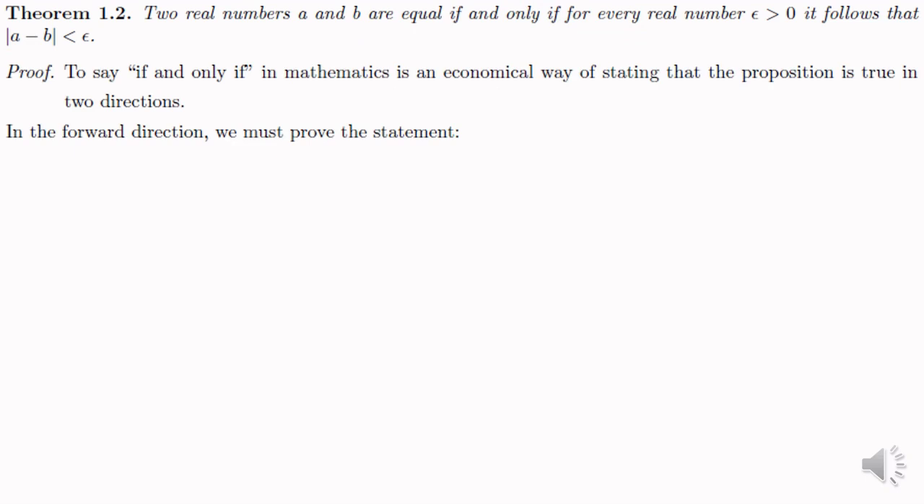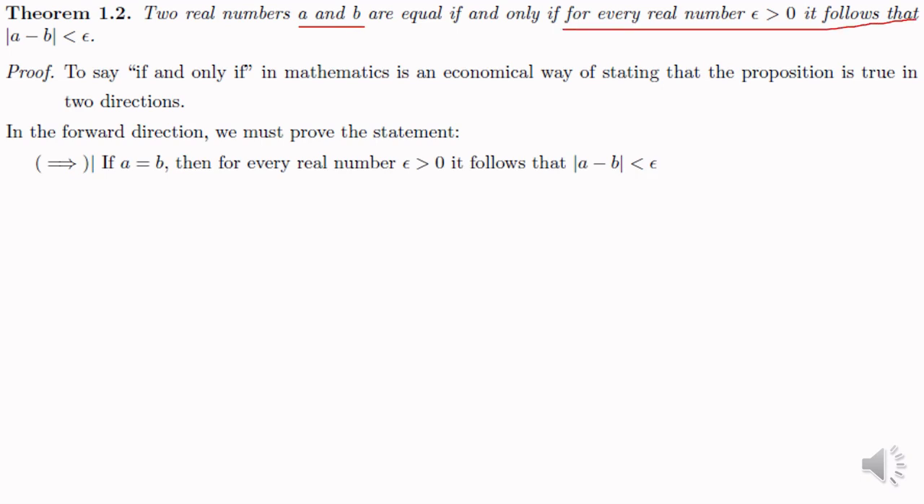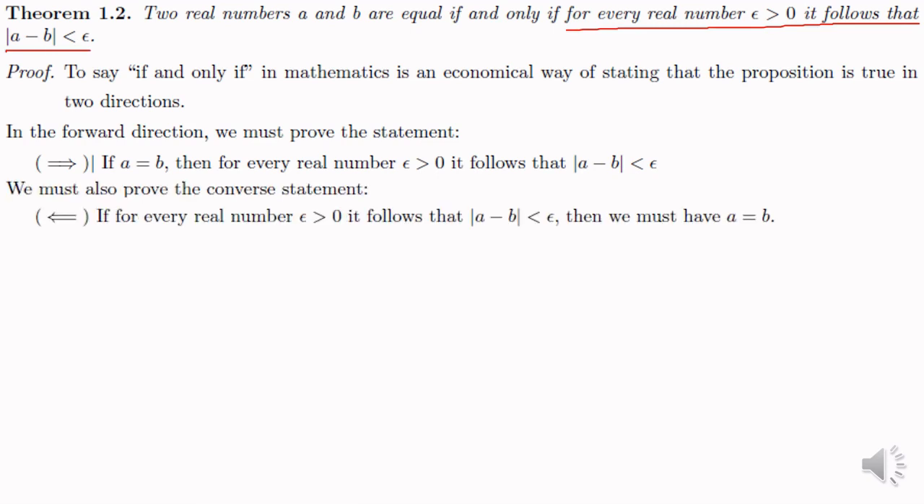In the forward direction, we will assume that the first statement is true. That means if A equal to B, then we have to show that for every real number epsilon greater than 0, it follows that modulus of A minus B is less than epsilon. And in the backward direction, we have to show that if the second statement is true, that means if for every real number epsilon greater than 0, modulus of A minus B is less than epsilon, then A and B are equal. That means A equal to B.